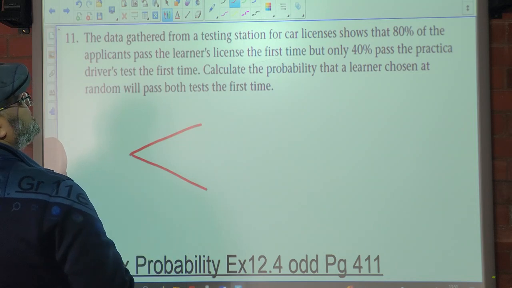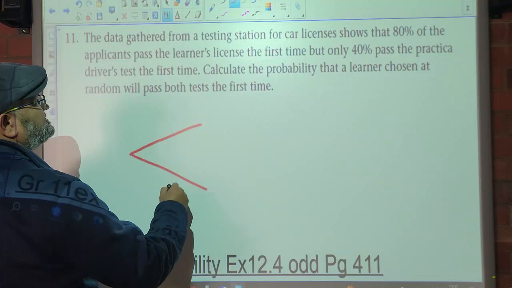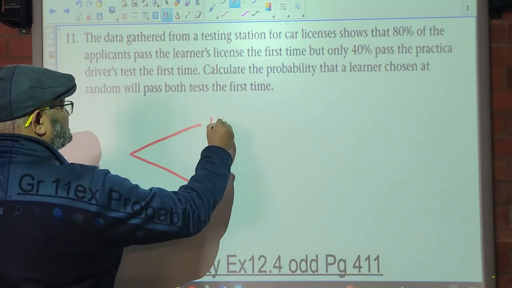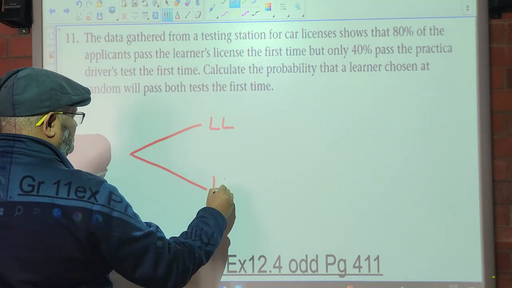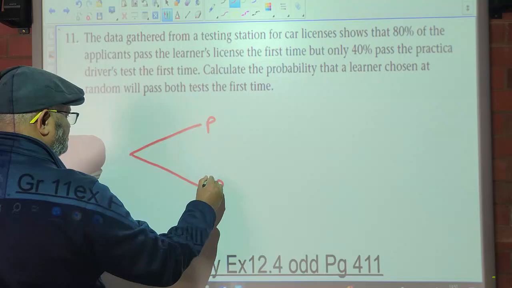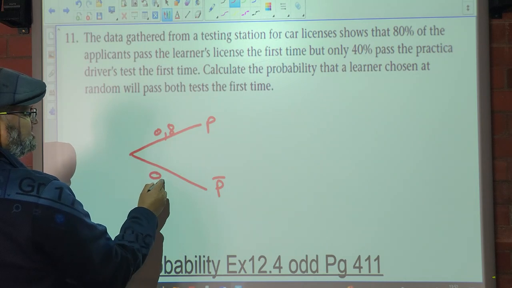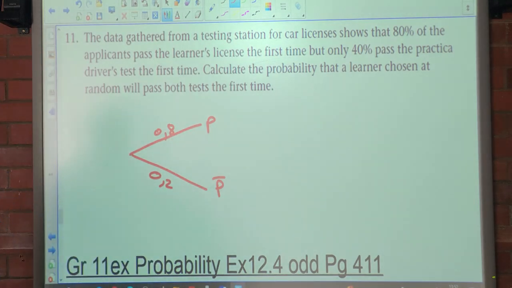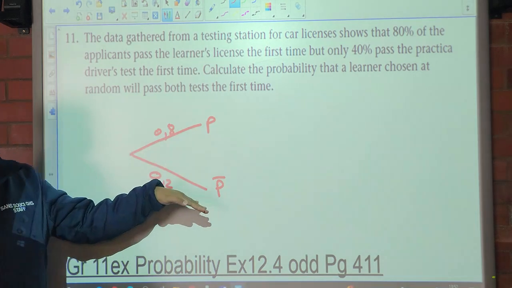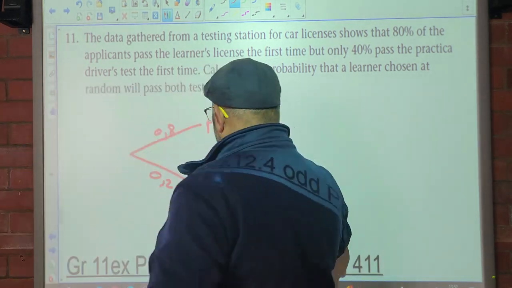So, 80% of the applicants pass the learner's license the first time, and the rest do not pass the learner's. So pass and not pass: 80%, so 0,8, and not pass, 0,2. Then only 40% pass the practical. Now if the person doesn't pass the learner's license, can they do the practical? No. So I'm not going to branch this one off.